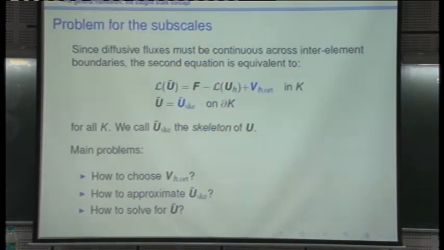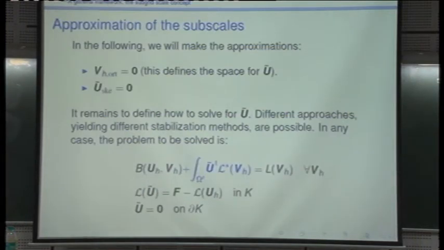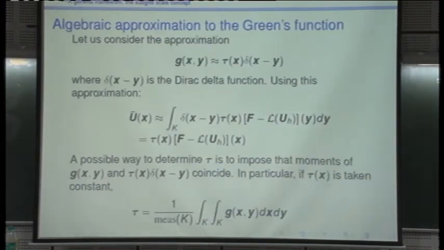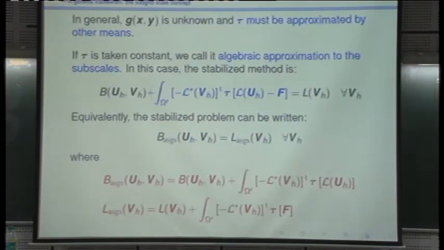The same slide. So we have to solve the problem for the subscales. We have a lot of options. We will choose these two. We have to solve this problem. And once we solve it, using the approximate Green's function, that's what we said, the bottom line is this one. That is the method, adding this term.